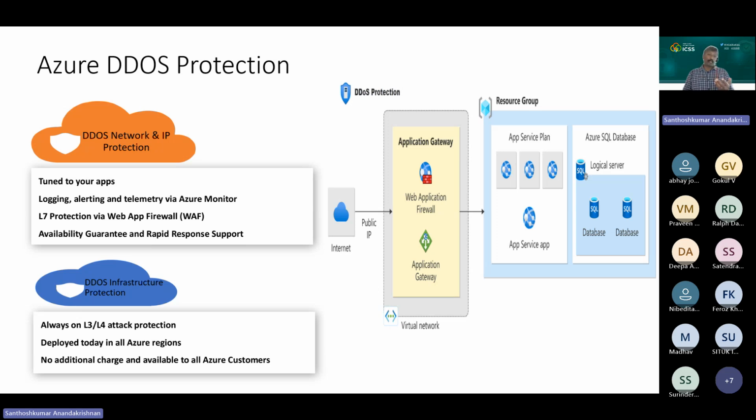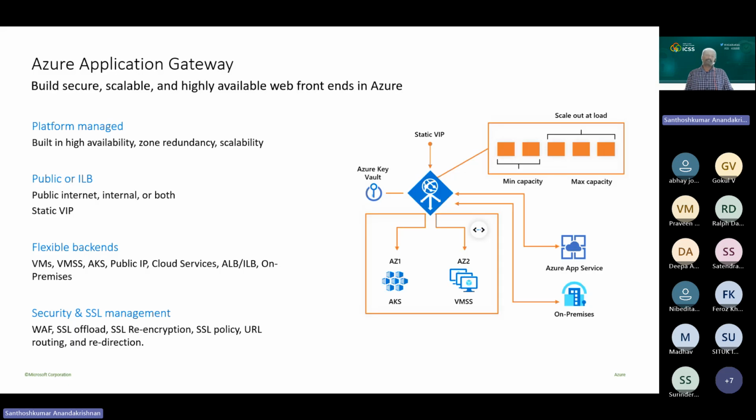If support is required, you can directly speak to them and find out what's happening in the backend. How do we protect that way? So it's a premium cost, but it gives some additional flexibility for the customer. With this slide, we are concluding on Azure protect services. Now we'll move into the delivery side of the application to the external world.